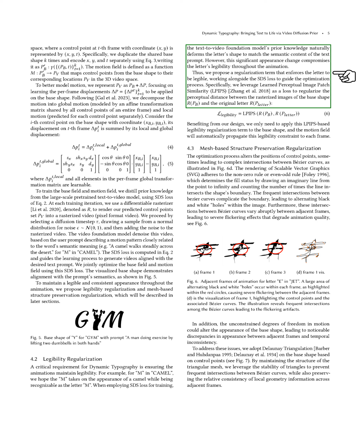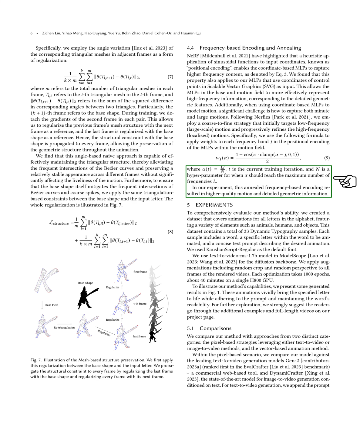Furthermore, we apply frequency-based encoding and annealing to capture both low and high-frequency motions effectively. By using sinusoidal functions and weights for different frequency bands in the positional encoding of MLPs, we can represent detailed geometric features and achieve higher quality motion in our model.